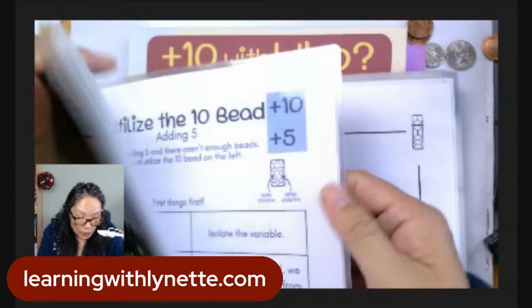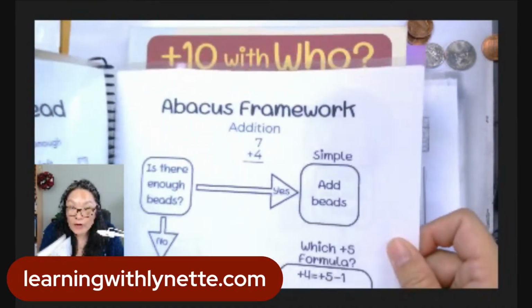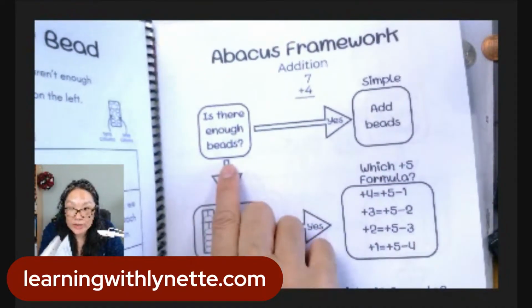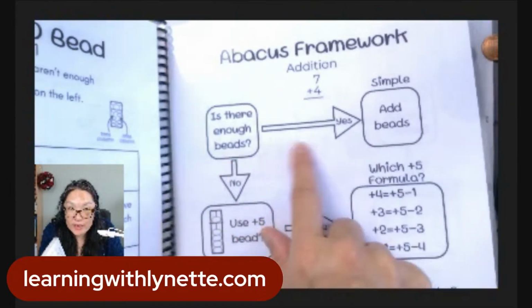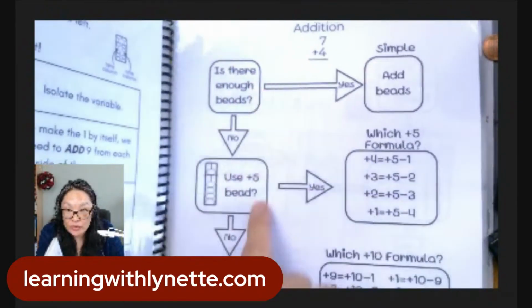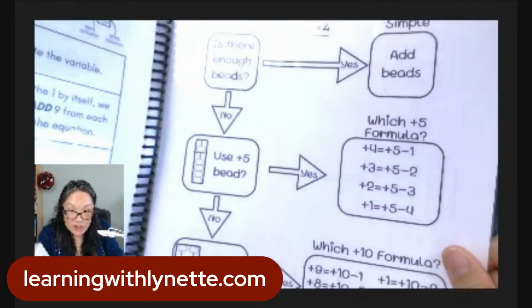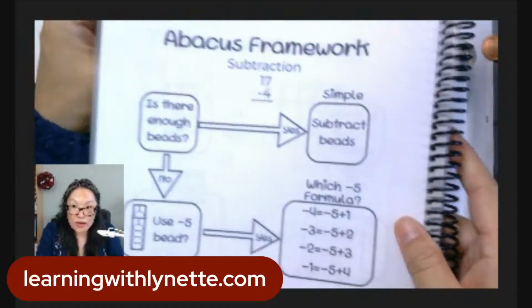And then out of it all, there is the framework. So the framework will tell you what you need to do. Every number goes through this framework. Is there enough to add the beads? No, then do the 5. If not, then do the 10, right? And it's the same thing with addition and the subtraction. So you have the subtraction.